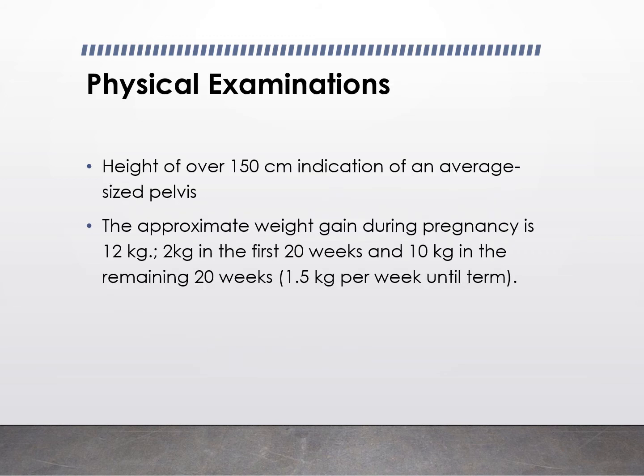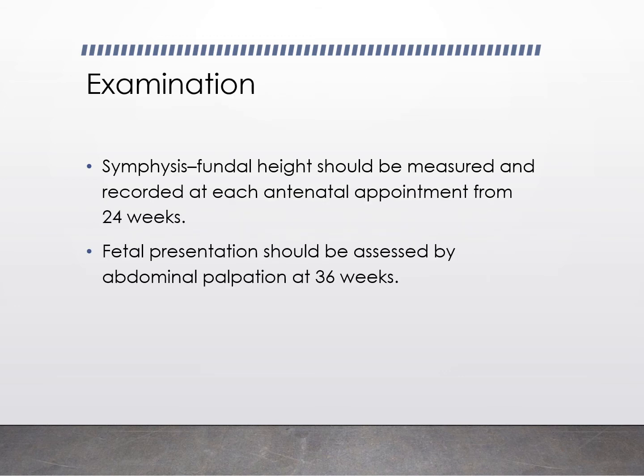Regarding the physical investigation, a height of over 150 centimeters is an indication of an average size pelvis. Approximate weight gain during pregnancy is 12 kg: 2 kg in the first 20 weeks and 10 kg in the remaining 20 weeks, about 1.5 kg per week until term. Examination.